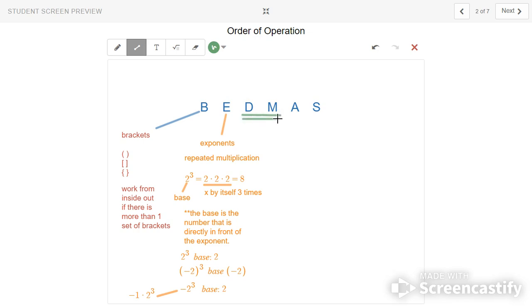Now the D and M, we're talking about division and multiplication. Now I put those together in a group because the division and multiplication, they're both of the same level of importance. Which one do we do first? We go from left to right.